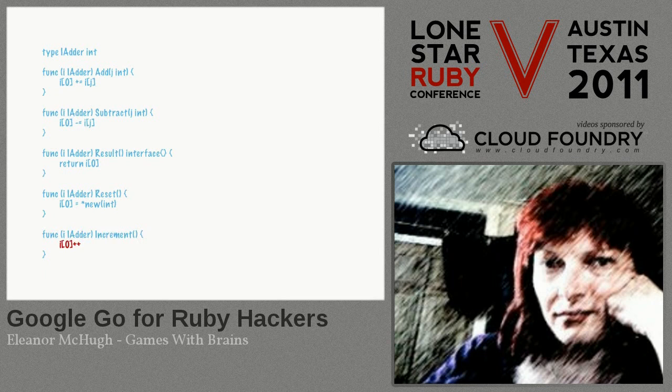One here, increment. That's a statement. That's not an expression. I don't know if you've ever been involved in any of the arguments in the Ruby world about whether we should or shouldn't have a C++ increment operator, which we don't. But in Go, it's a statement. So it doesn't have to return a value, so it makes sense. It doesn't make sense in our world.